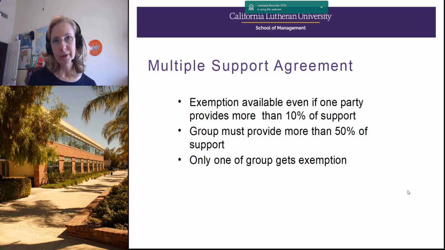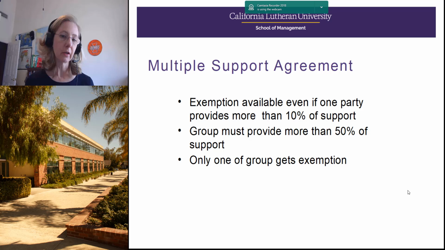And when we talk about this qualifying relative, one of the most common types of qualifying relatives that we see in practice is the qualifying parent. Often a qualifying parent will be supported by several children if they can't support themselves in retirement. Under this scenario, the IRS has given us multiple support agreement rules.